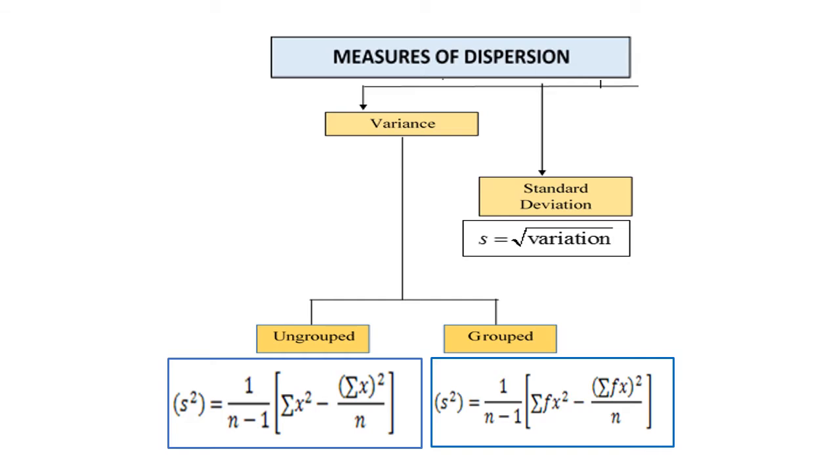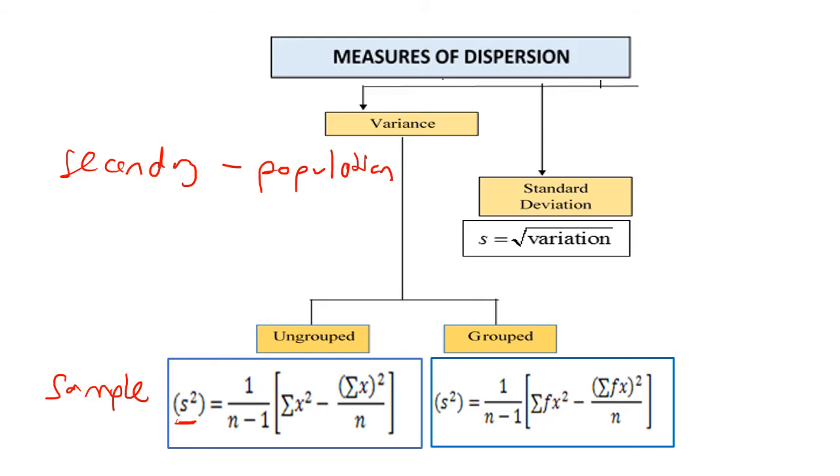So this is a sample case compared to secondary school, which is more about the population formula. As you notice here, the notation is also different. We use S squared for the variance, compared to the population formula, where we use sigma squared. So the notation is also different to distinguish between the population case and the sample case. The one that does not change is the standard deviation, because the standard deviation is basically the square root of the variance.